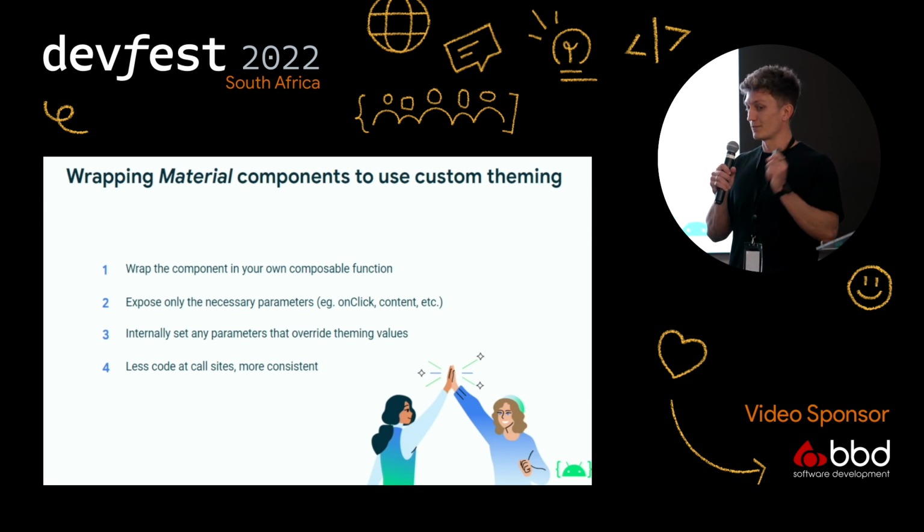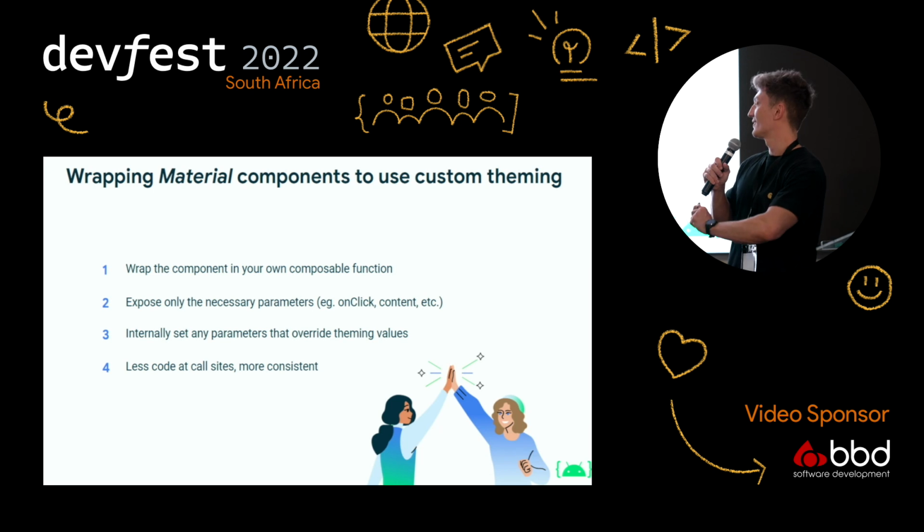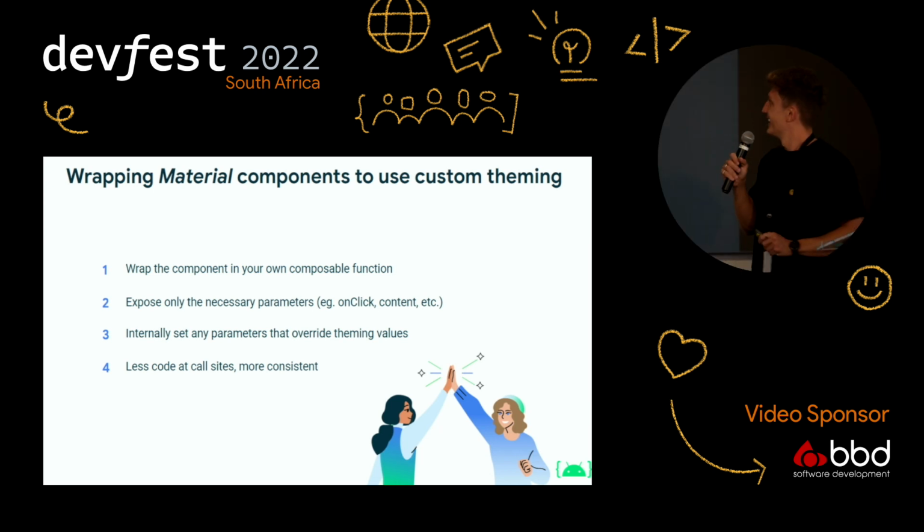So step 1 is to wrap the components in your own composable function, expose only the necessary parameters, internally set any parameters that override the theming values, and then you end up with less code at the call site and it's all more consistent. I'm kind of running out of time, so I'm going to rush through this.